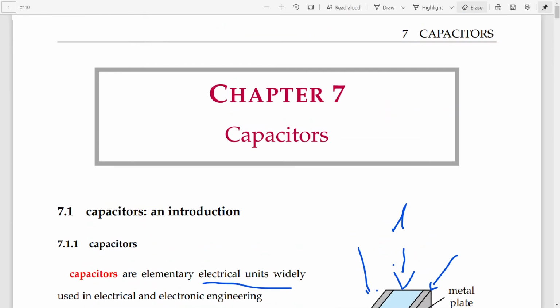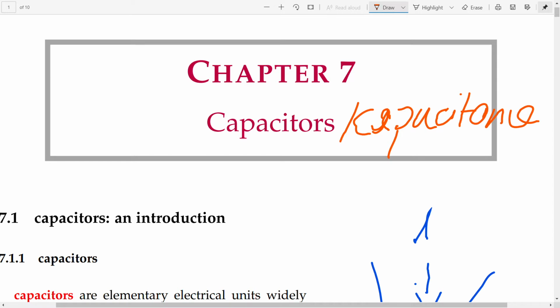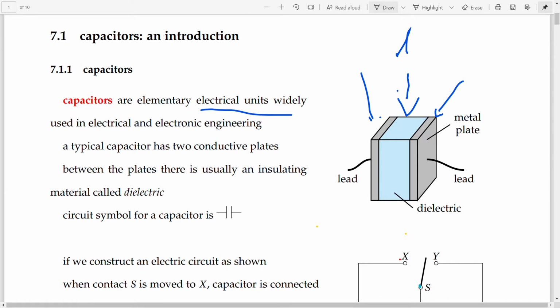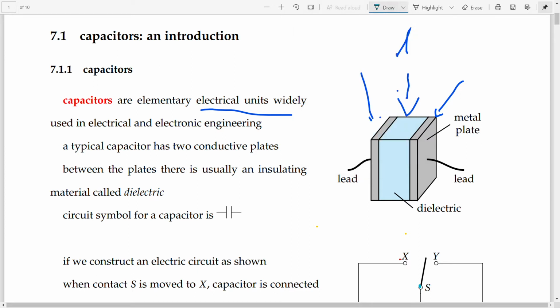So this is capacitance. You can also call it a capacitor. Capacitance. So I'm going to talk about the fundamental concept of capacitance. Capacitors are elementary electrical units, widely used in electrical and electronic engineering.